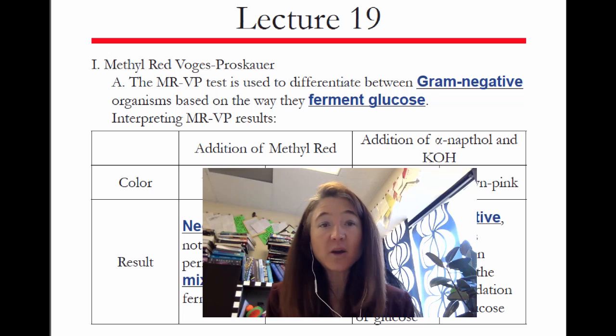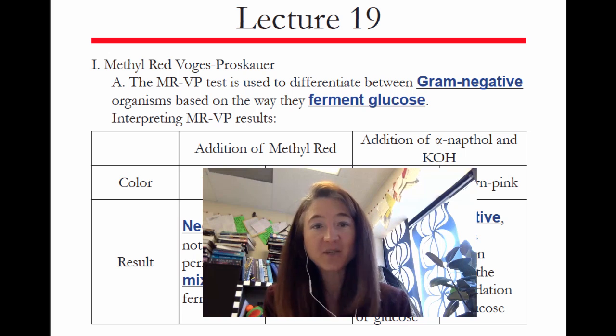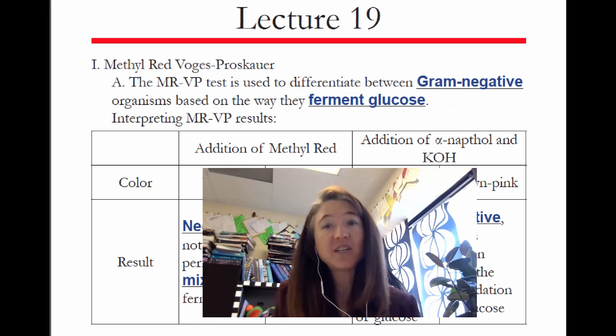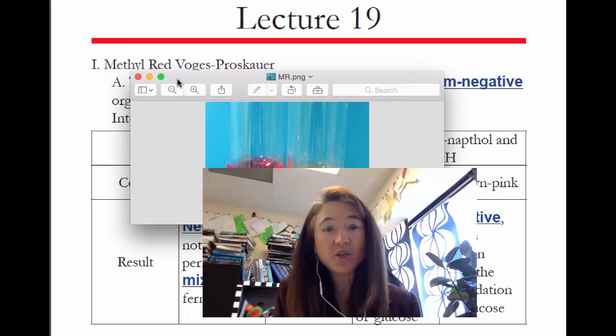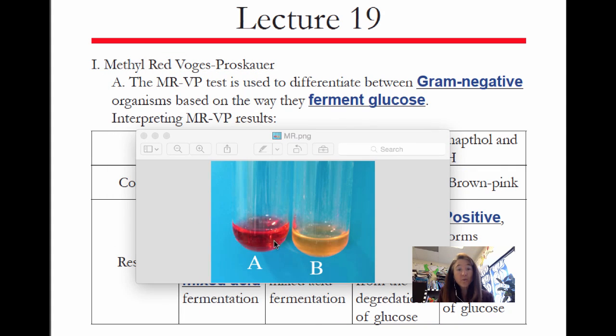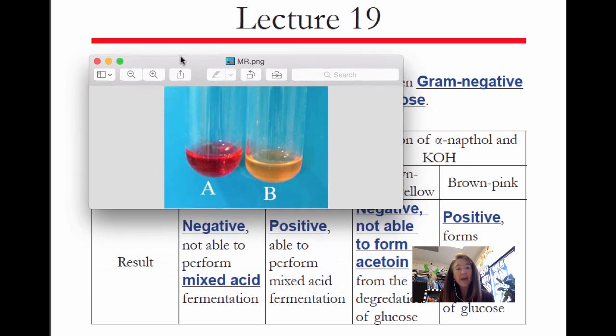So this test requires you to take your purple top tube, take out a small volume, put it into a new tube, and then add the pH indicator methyl red to that little volume. And so upon doing that, you will see that the tube either turns red, and we recognize that red color as indicating a positive result for the mixed acid fermentation pathway.